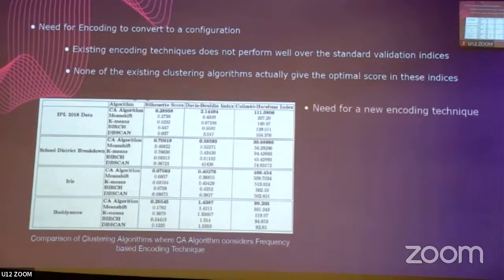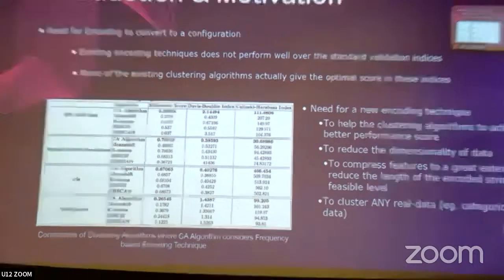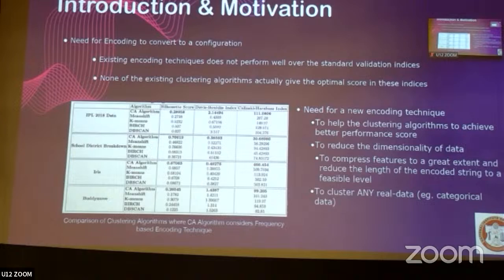So that leads us to think that maybe we can think of a better encoding function, an encoding technique, which will help the existing clustering algorithms achieve the optimal score and can be used to compress the dataset. You can take any high dimensional dataset, compress it by the encoding technique to some manageable space, and it can cluster any real data. Like it can handle categorical data, which is a very difficult thing if you consider frequency-based encoding. It's kind of messing up all information. So this was our motivation to work with encoding techniques.